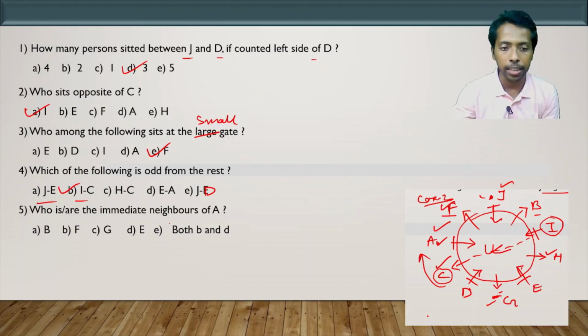Who is or are the immediate neighbors of A? That is F and C. F and C would be option B, right? Hope this is understandable. This is a new kind of question, the pentagonal arrangement, but we will not solve it by following a pentagon diagram. Just by solving as we do in the circular arrangement, and whatever the important basic stuff is given, such as large gates, small gates, we can simply note it down and move forward. This is easier to visualize and to solve in minimal time.